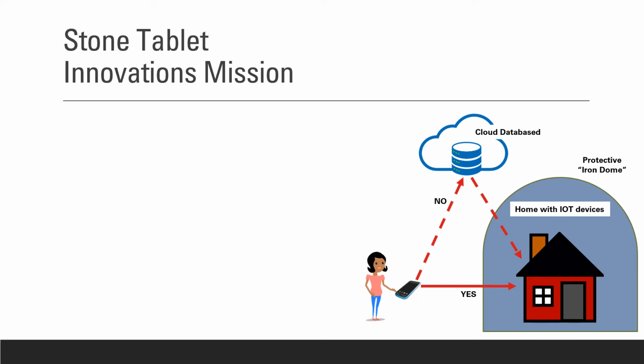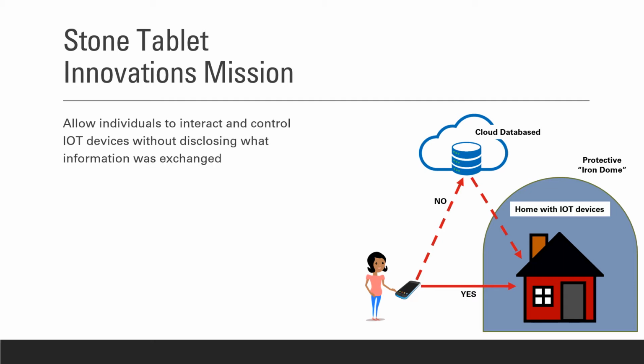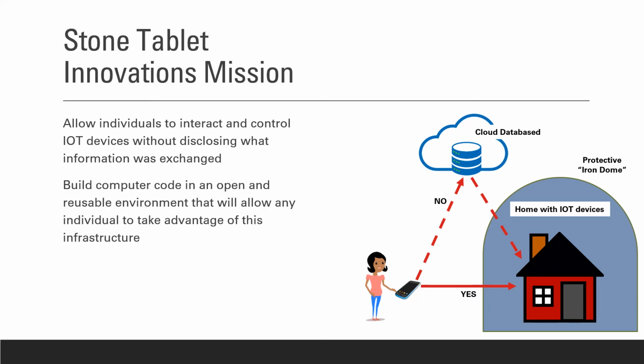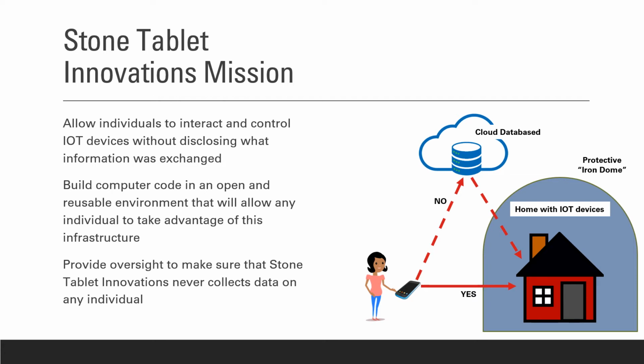So this brings us to the Stone Tablet Innovations mission and why we're recording this series of blogs. We'd like to allow individuals to interact and control IoT devices without disclosing what information was exchanged. We'd like to build computer code in an open and reusable environment that will allow any individual to take advantage of this infrastructure. And we want to make sure that we never collect data on any individual because that would defeat the whole purpose of what we're trying to achieve.